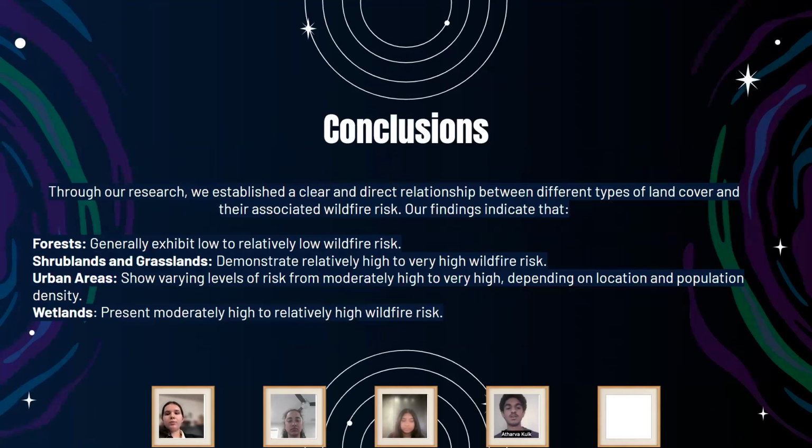Through our work, we discovered that there is a direct relation between the type of land cover and the associated fire risk. For example, forests generally exhibit low to relatively low risk, whereas shrublands and grasslands demonstrate a relatively high to very high risk. Urban areas have a varying level of risk from moderately high to very high, mostly depending on their location and population density. Finally, wetlands and bodies of water present moderately high to relatively high wildfire risk.